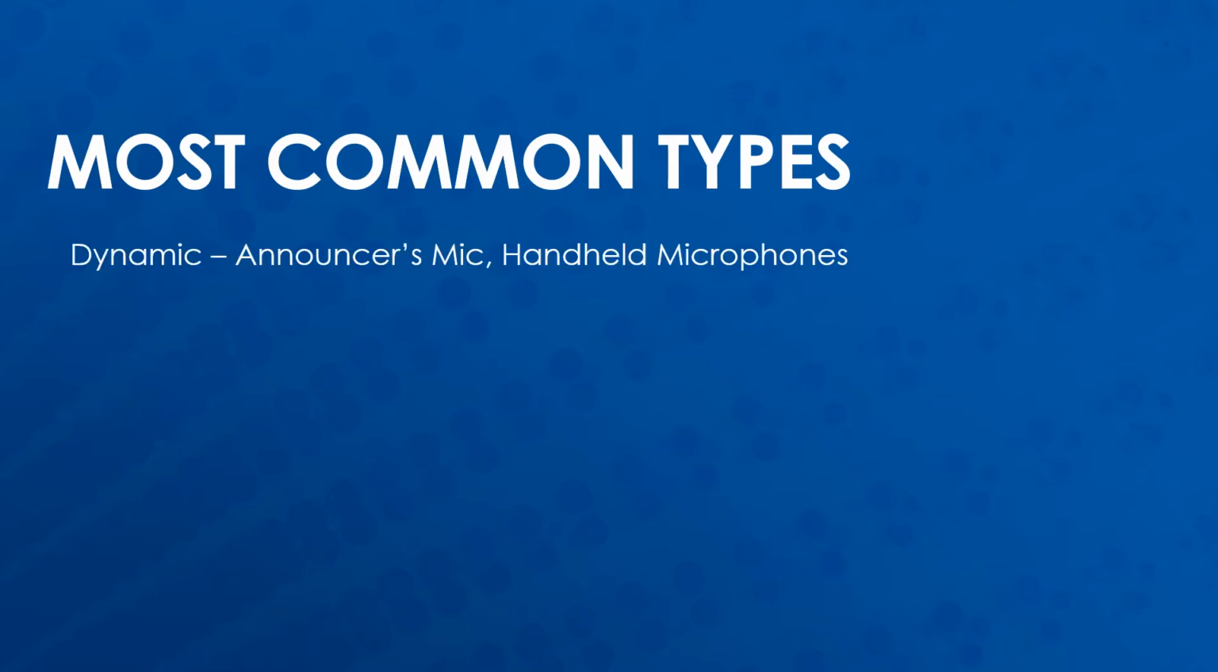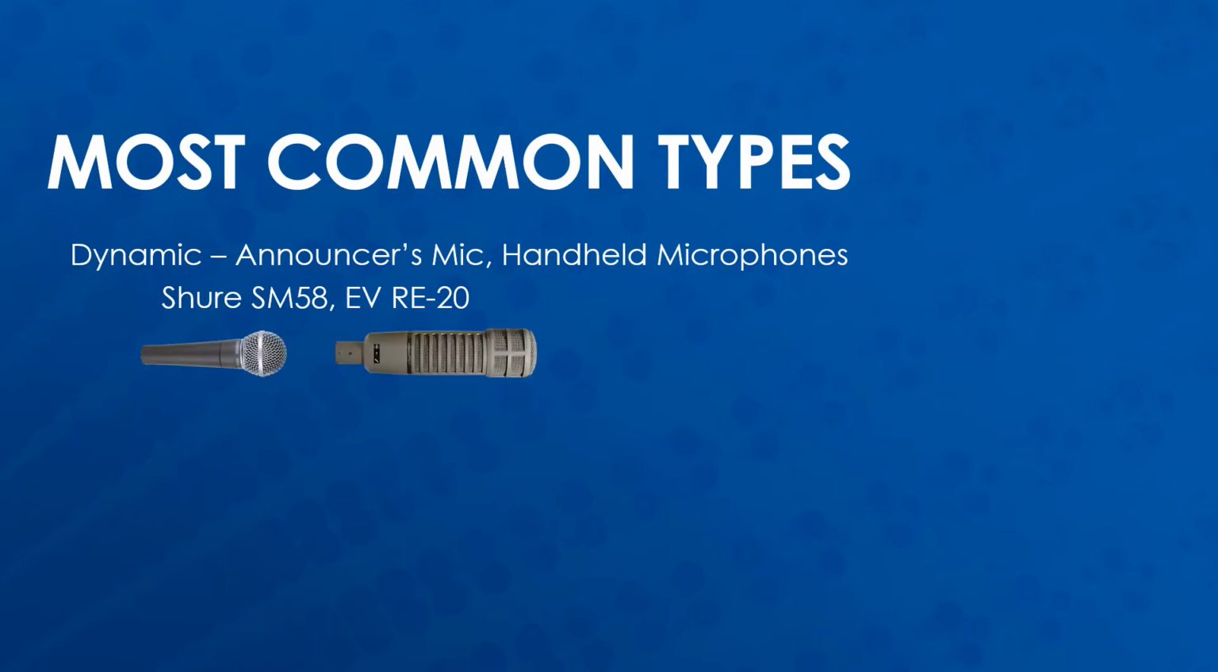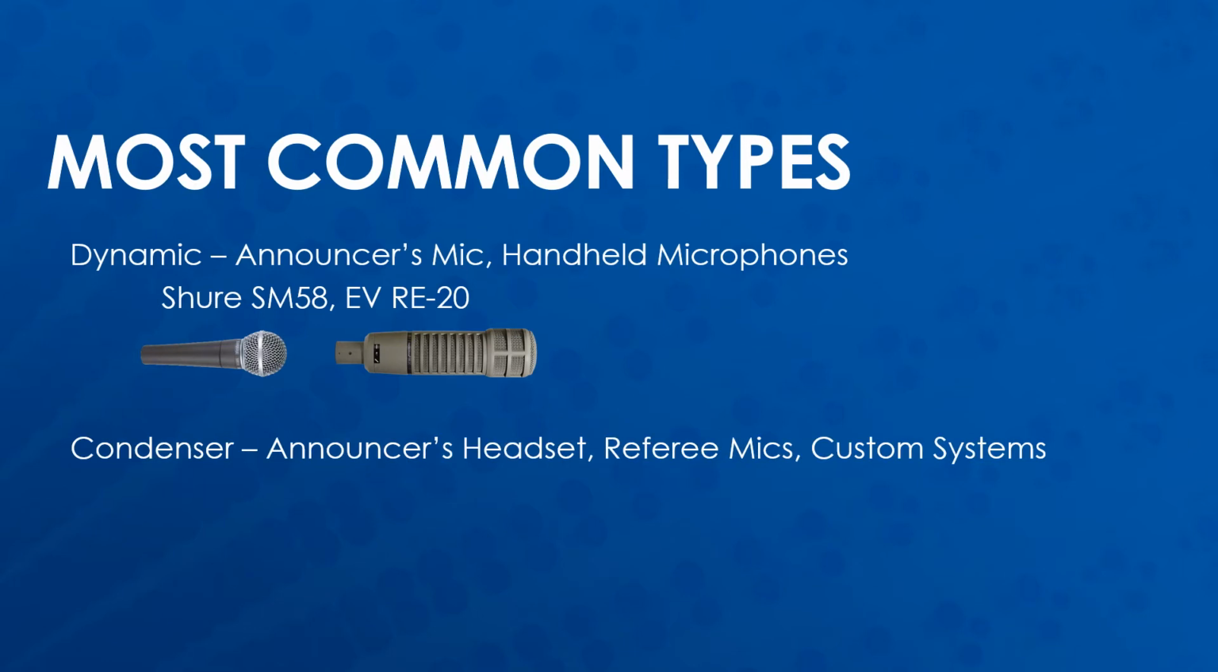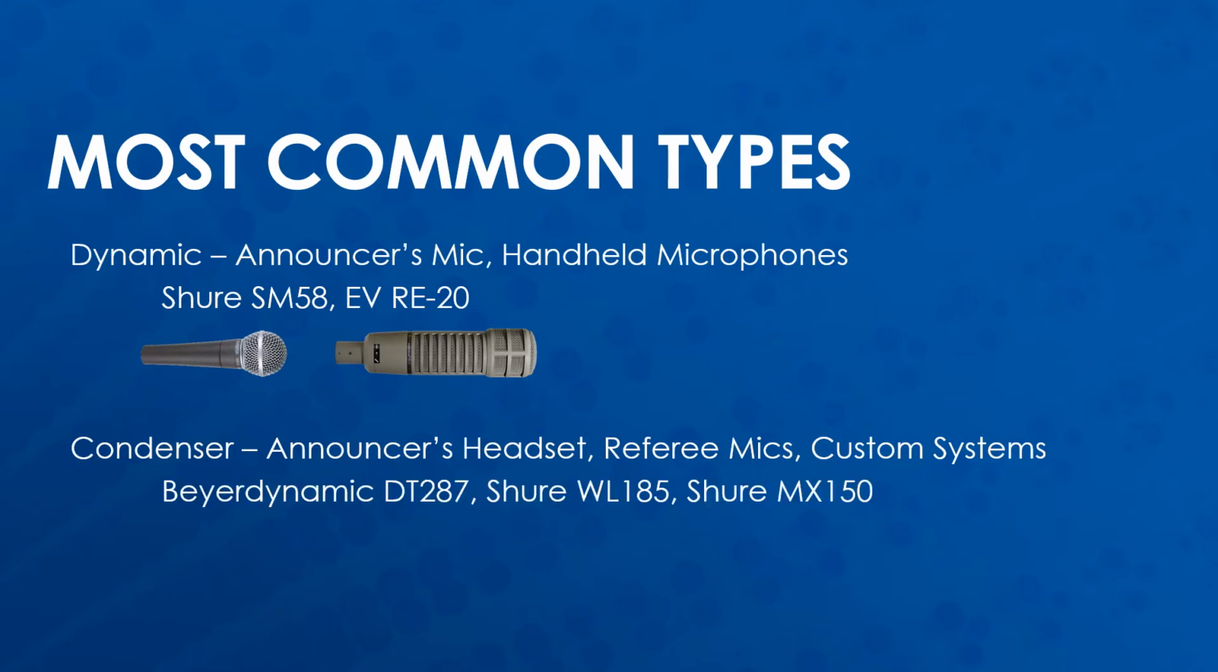Some common places dynamic microphones are used are the announcer's microphone and handheld microphones, with some examples being a Shure SM58 and an Electro-Voice RE20. Some common places condenser microphones are used are the announcer's headset, referee mics, and other microphones potentially sold with a custom system. Some examples are the Beyerdynamic DT287 headset, Shure WL185 lavalier, and Shure MX150 lavalier.